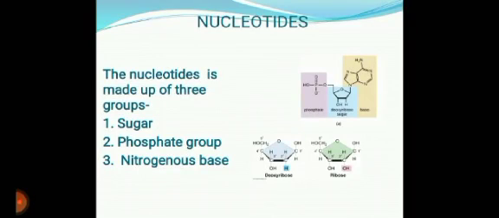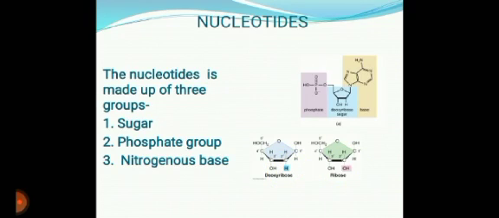Nucleotides. The nucleotide is made up of three groups: sugar, phosphate group, and nitrogenous base. First is sugar. The sugar present inside the nucleic acid is a 5-carbon sugar called pentose. Different types of pentose are present in our body, but the two important types present inside the nucleic acid are ribose and deoxyribose. We can see the structure of ribose and deoxyribose.